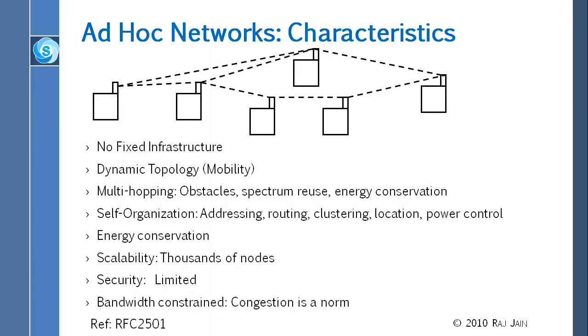Security is an issue just like any other wireless, and then bandwidth constraint. So congestion is the norm, basically because there are so many people trying to use the same link and same nodes. They're generally highly overloaded. So all of this is very well described in RFC 2501, and this is just a summary of that RFC as to what the issues are. By the way, there is a group in IETF called MANET, M-A-N-E-T, Mobile Ad Hoc Networks, and MANET has produced many RFCs, and 2501 is one of the first ones.